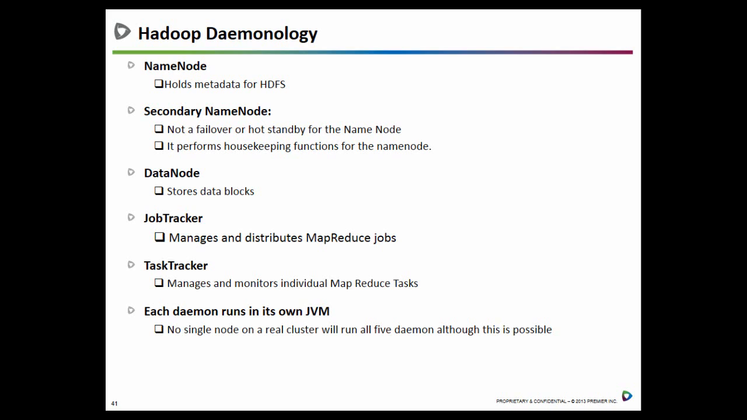Data node stores data blocks. Those are like your normal nodes. Job tracker is really a software service that manages and distributes MapReduce jobs. Task tracker, again a software service, manages and monitors individual MapReduce tasks, because each job is broken into tasks. And each daemon runs in its own Java virtual machine.